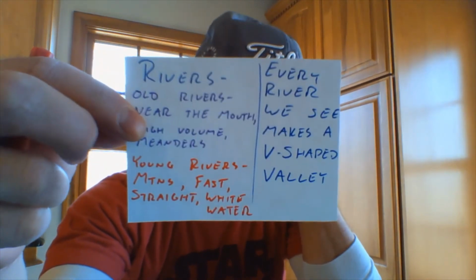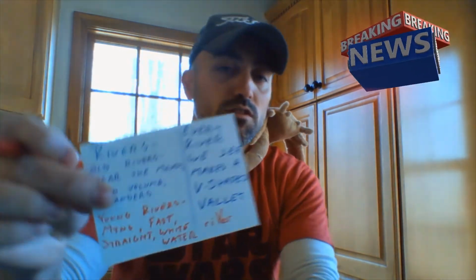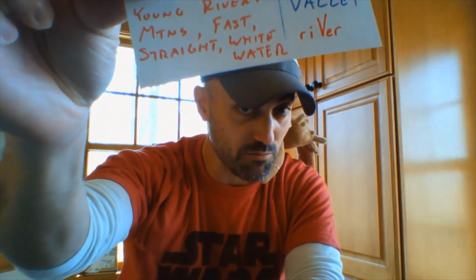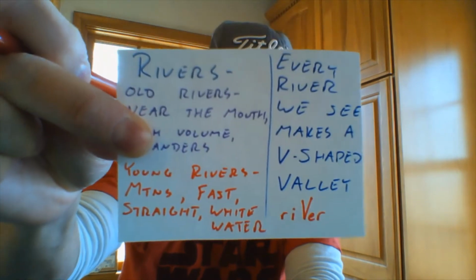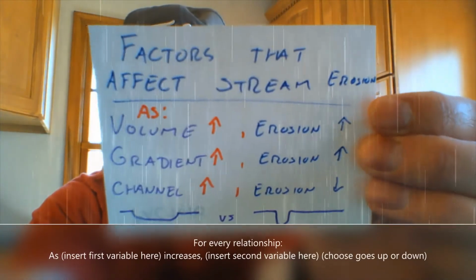Every river makes a V-shaped valley. That's a huge important one. I just forgot my trick for that. Let's write that down right now. See if you can remember what that trick is. Did you remember? If you write the word river, the middle letter of river helps you remember what shape the valley is. The same thing is going to happen with glacier when we get to glaciers in a couple of videos.